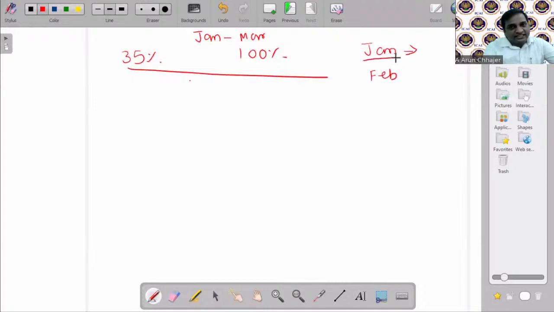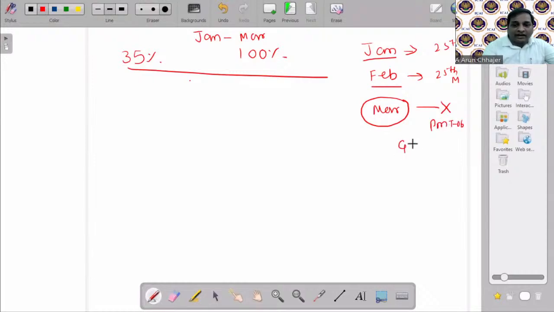What is the due date for Jan tax liability? It would be 25th Feb. What is the due date for Feb month? It would be 25th March. What would be the liability for the month of March? We are not required to pay the taxes for the month of March through PMT 06 like this mode. I will file the GSTR 3B and the due date of the GSTR 3B would be either 22 or 24, and along with whatever pending taxes there are, I will pay the taxes.